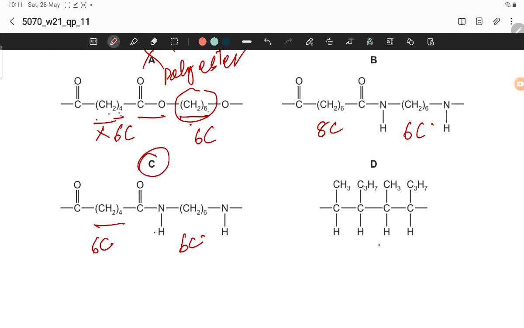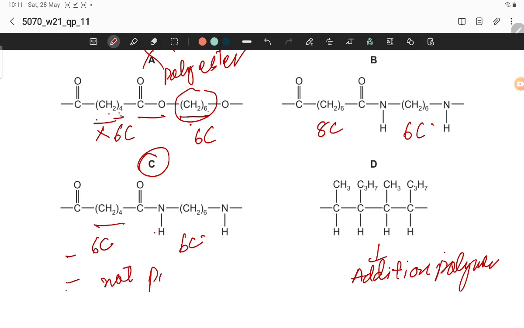D is an addition polymer, so it is incorrect. So 6 carbons are there, not a polyester, and condensation polymer.